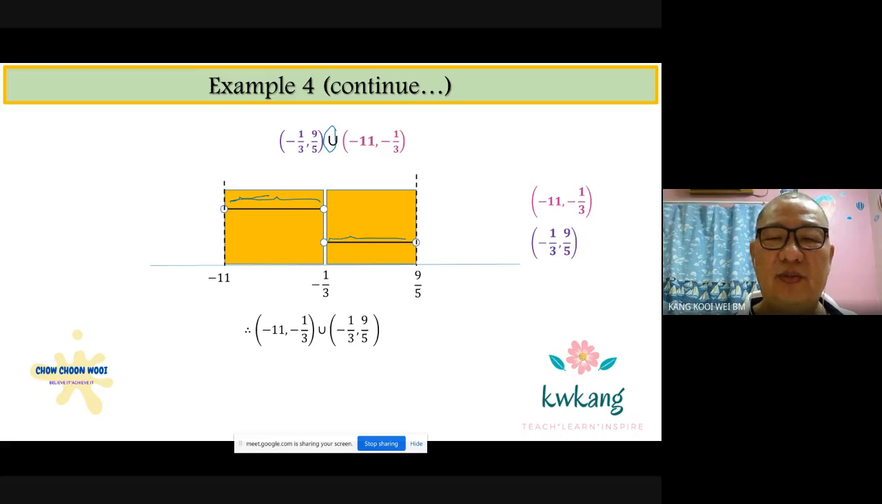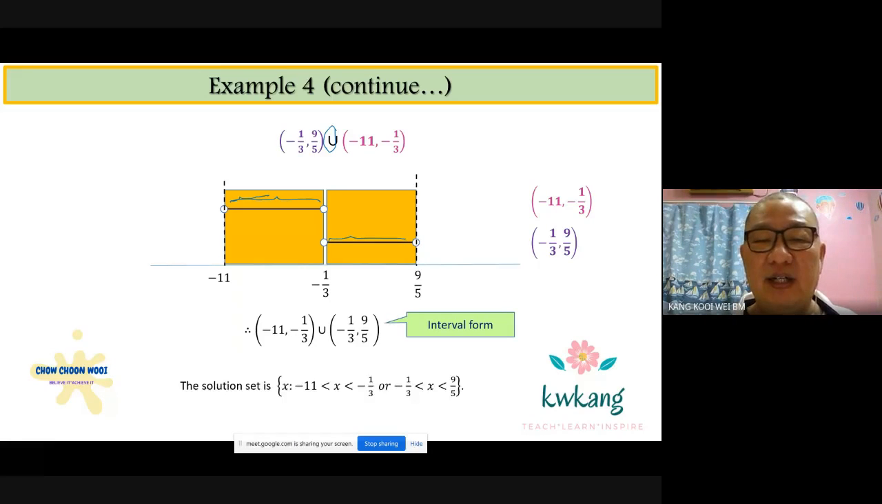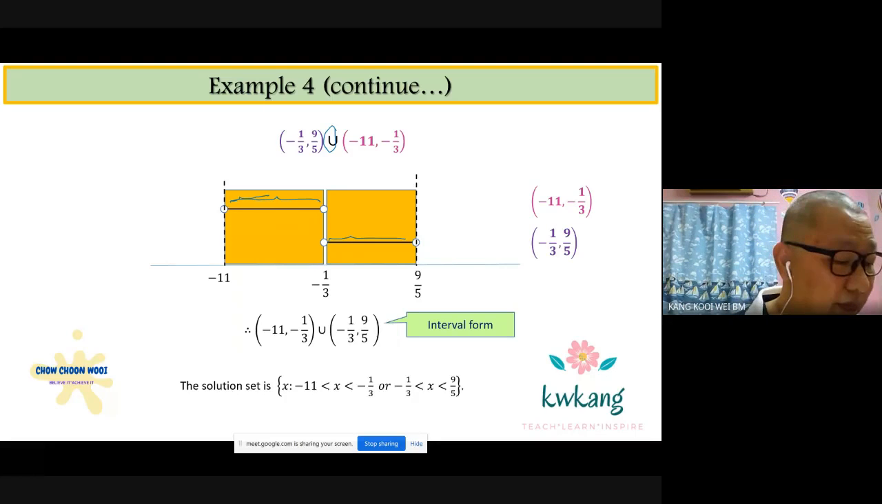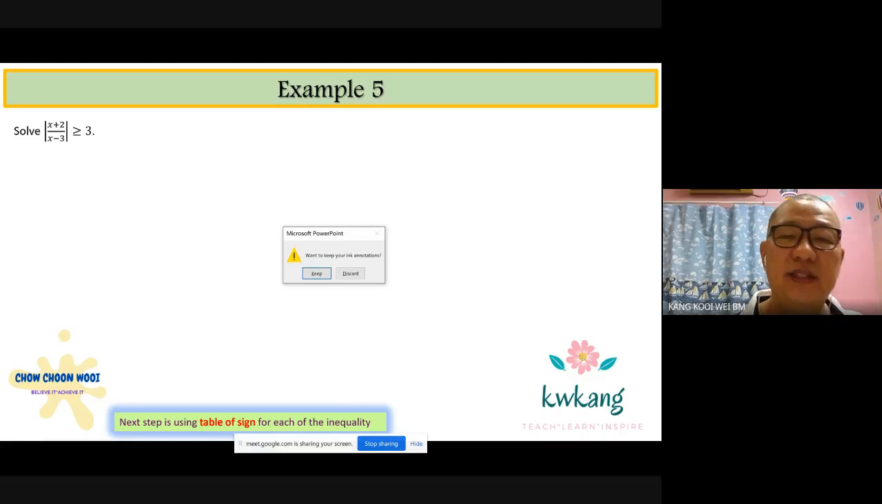Okay, kesatuan bagi dua line ni adalah macam ni. Okay, tak termasuk negative 1 over 3. Or in this stage, okay, you can rewrite x is greater than negative 11 and x is less than negative 1 over 3. Or x is greater than negative 1 over 3 and x is less than 9 over 5. Okay or not, all of you? Okay, you got idea to solve it or not? Boleh, okay eh. Hanif, thank you. Farzana. Okay. Baik, the next one.